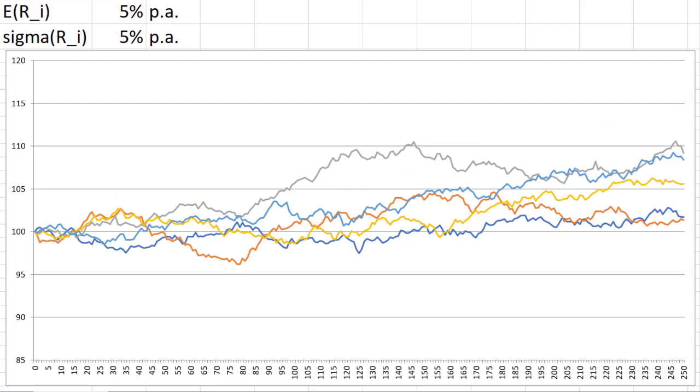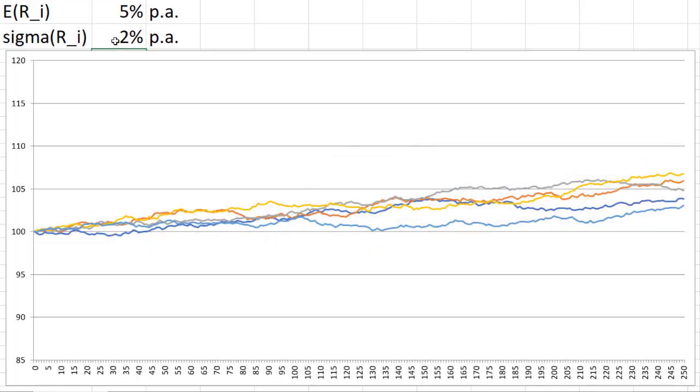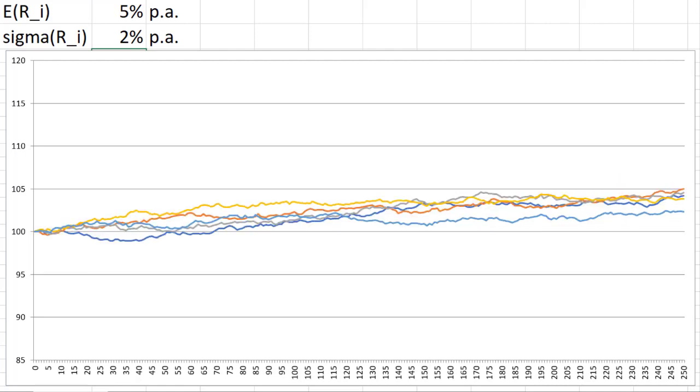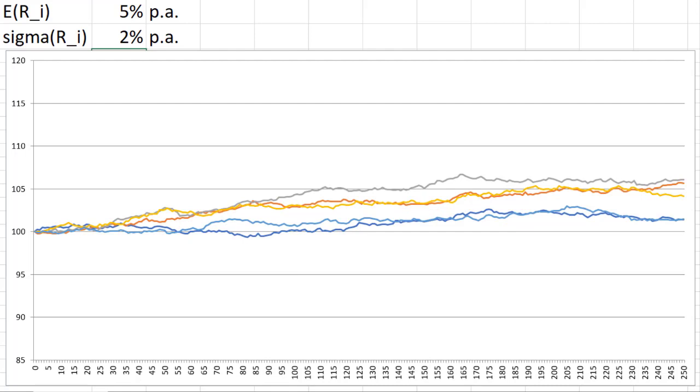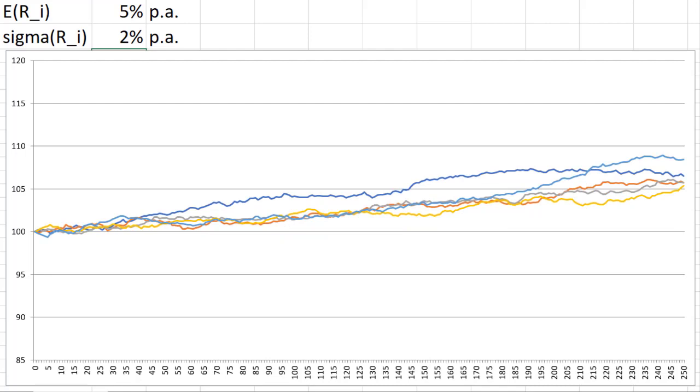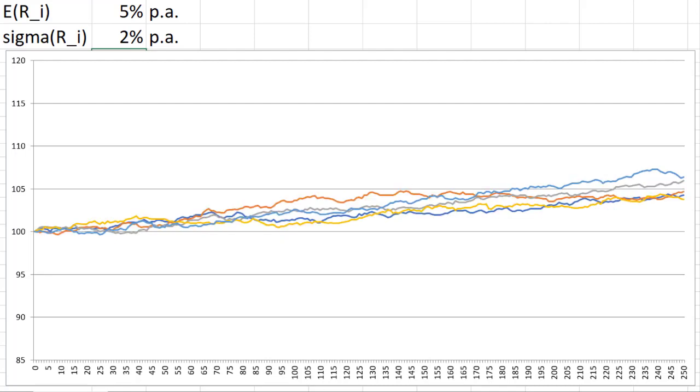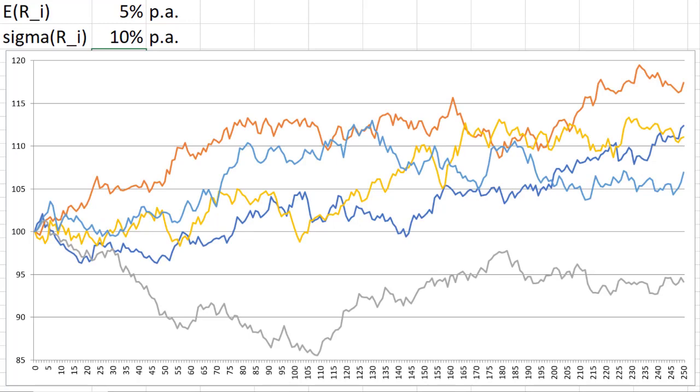Let me now change the volatility from 5% to say 2%, and let's see what is going to happen. You can see that now the price evolution becomes much more smooth for each of these assets, and this is because we have reduced the risk. And again, if we increase the sigma to say 10%, the result looks like this.